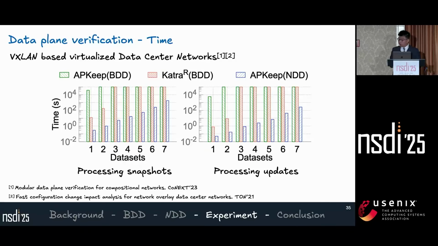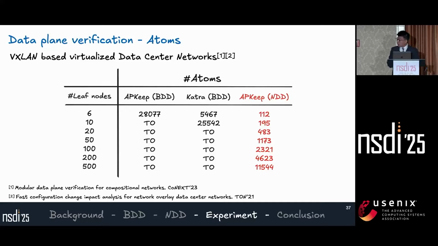And now we evaluate the NDD performance when used for network verification. First, we run Katra and APKeep on a VXLAN-based virtualized data center network, which is synthesized according to production networks. Then we run the NDD-based APKeep on the same dataset to check the pairwise reachability, and we can see that the result shows NDD-based APKeep runs 5 orders of magnitude faster than its BDD version, and even an order of magnitude faster than Katra. And such speedup is mainly due to much fewer atoms or equivalence classes. And we can see in the table, NDD-based APKeep computes much fewer atoms by computing atoms for each single field compared to its BDD version.